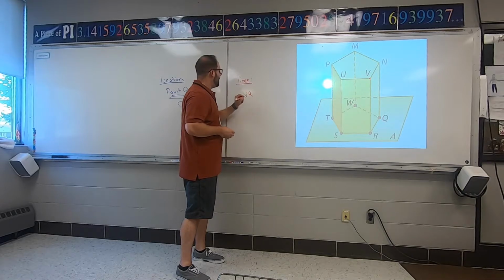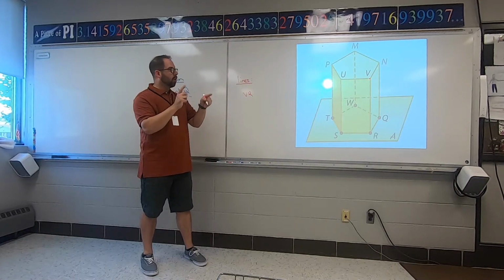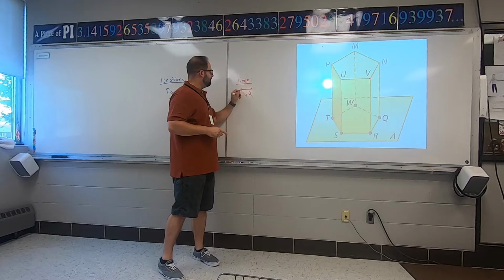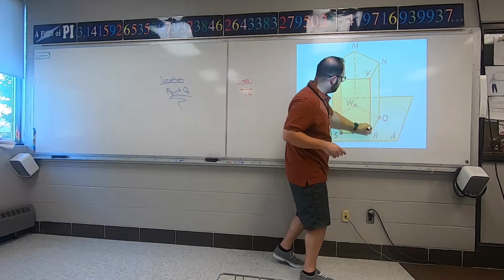VR. Perfect. Now, when you name a line, you give me the two letters that are on the line, and then you draw little arrows above it. That's a line. So that's the front of the building, the one going up and down.